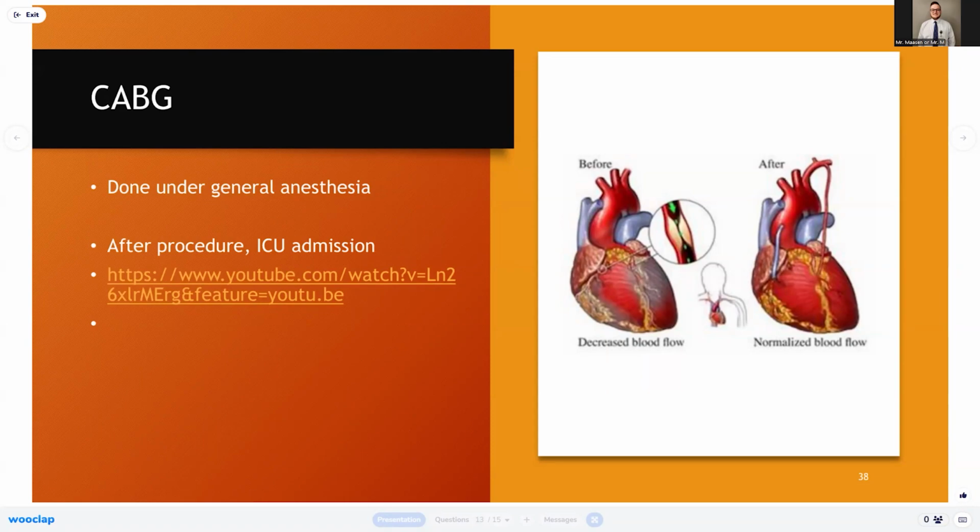When someone has open heart surgery and they have too many clogged coronary arteries to fix with PCI, then we've got to do a CABG. We've got to open them up. So they do a median sternotomy. They cut down the middle and cut open the sternum and retract the ribs and pull the whole chest open.